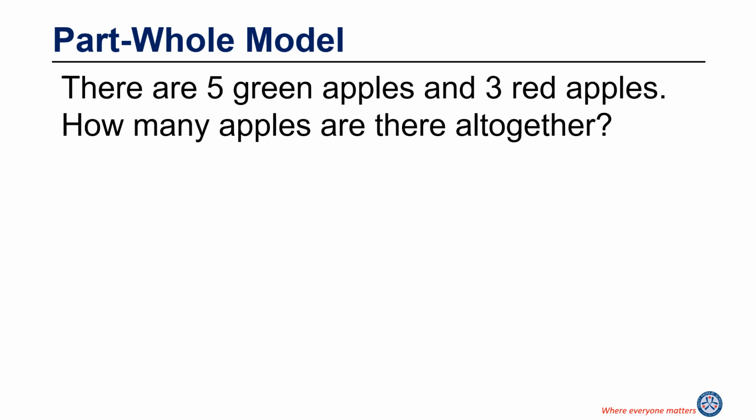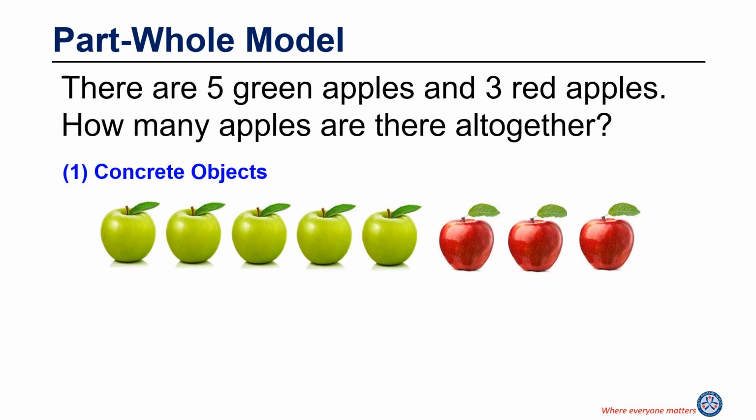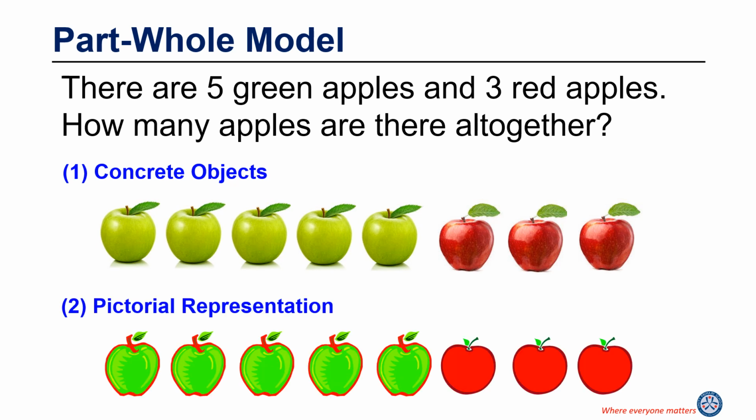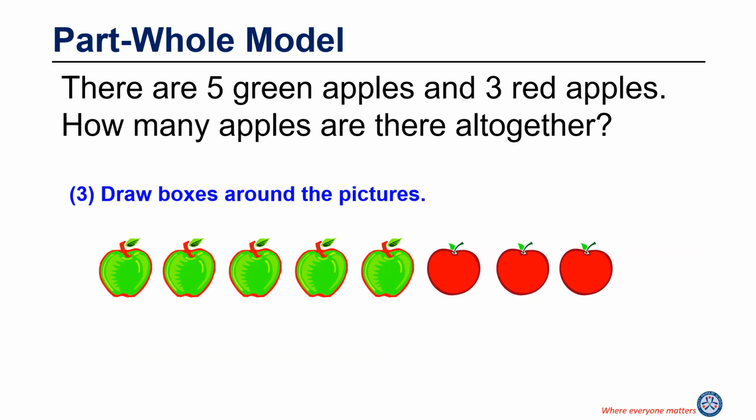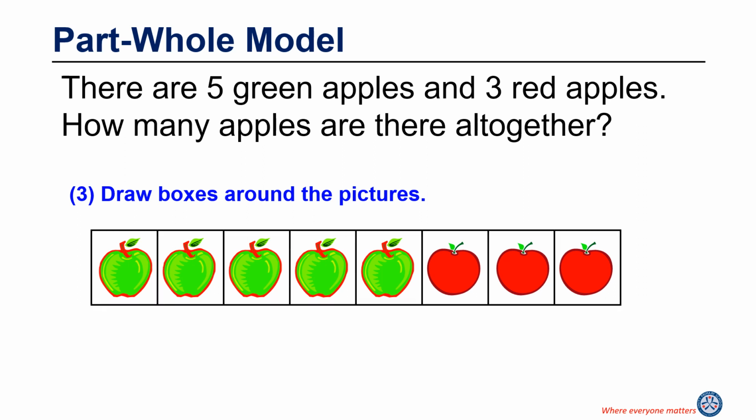Next, let's go through an example to illustrate the steps to teach part-whole model. There are 5 green apples and 3 red apples. How many apples are there altogether? First, we will use real apples to illustrate the problem. Next, we will replace the concrete objects with pictures of apples. Then, boxes will be drawn around the pictures of apples.